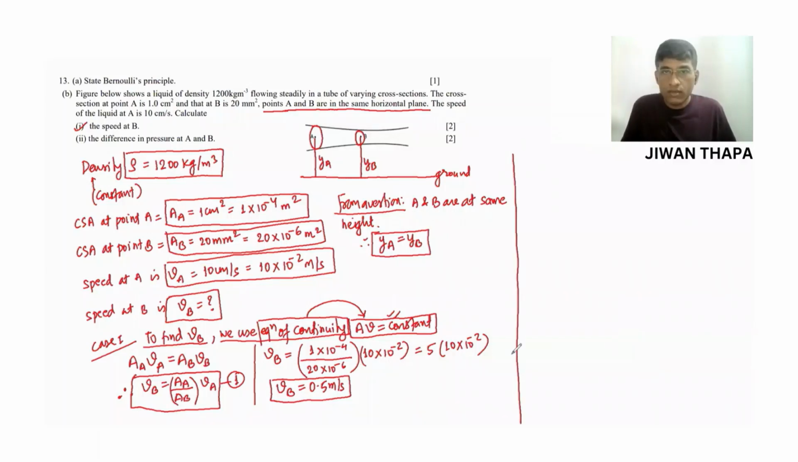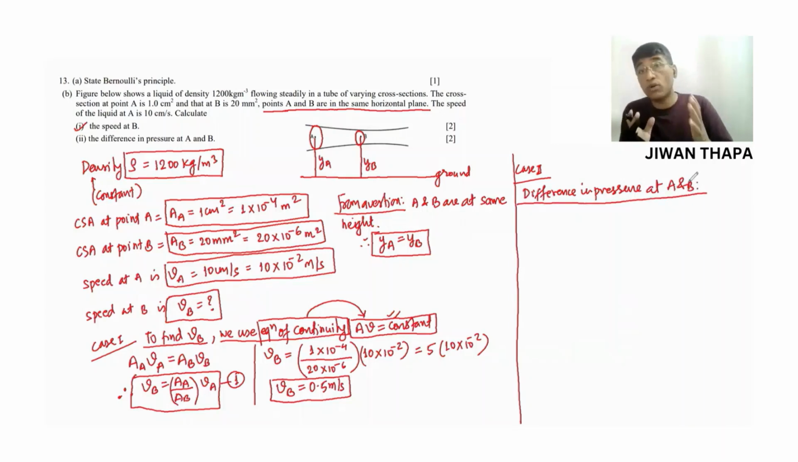Next, we are going to find the difference in pressure at A and B. So we are going to find this, the difference in pressure at A and B. So for this, we use Bernoulli's equation, okay?